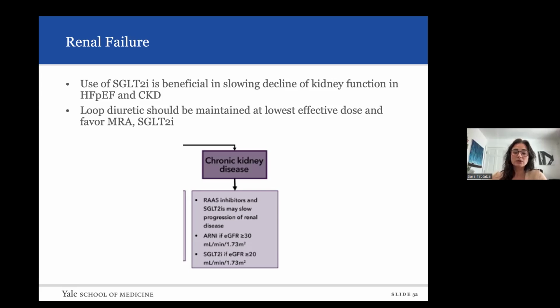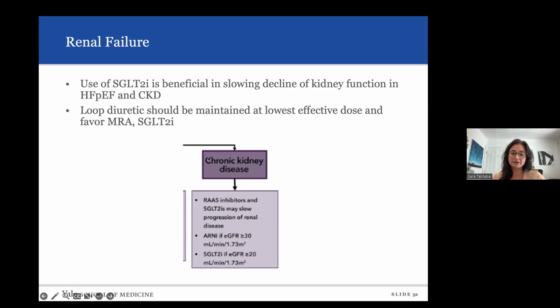disease. So the earlier that we can identify that they're at risk for that and start agents such as SGLT2 inhibitors, the thought and data is starting to come in too that this will slow down the risk of decline in renal function over time. So the earlier the better. Loop diuretics should be maintained at the lowest effective dose, and really we want to maximize using MRAs and SGLT2 inhibitors to manage volume status and minimize the loop diuretic as much as we can.